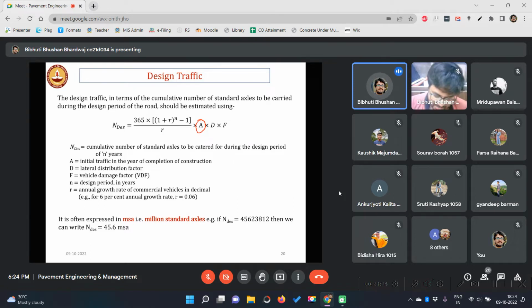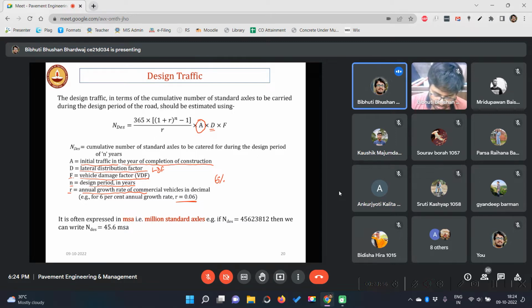Where A is your initial traffic in the year of completion of construction. D is the lateral distribution factor, sometimes we call it LDF. F is the vehicle damage factor, VDF. We'll learn these in detail. N is the design period in years. R is the annual growth rate. So if the growth rate of traffic is 6%, it will be 0.06.